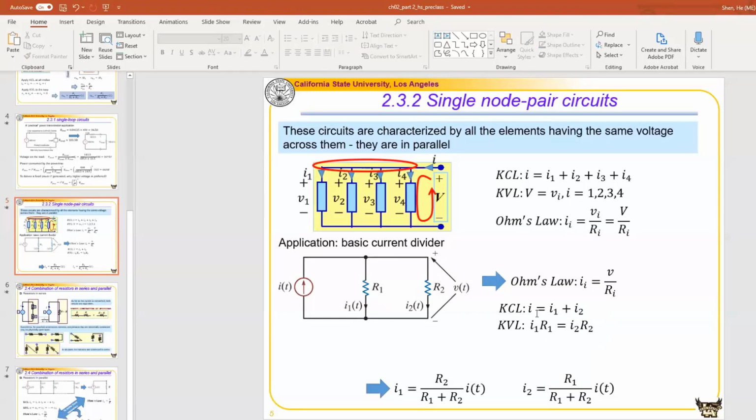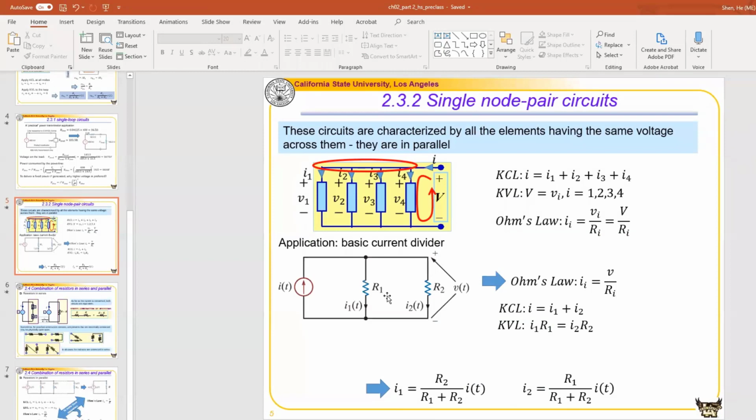Substitute current I2 into this KCL equation. So I2 will be equal to V divided by R2. We substitute it into that equation, and we'll be able to solve for I1 and I2. So we find that I1 is equal to R2 over the total resistance, R1 plus R2, times the overall current I. So it makes sense, right?